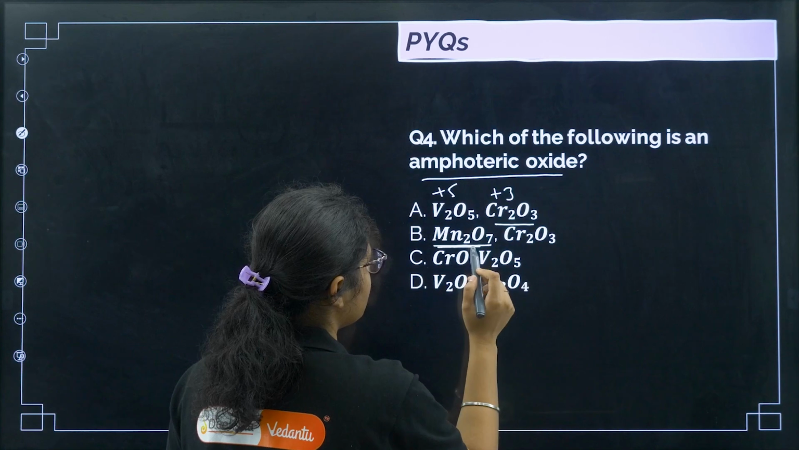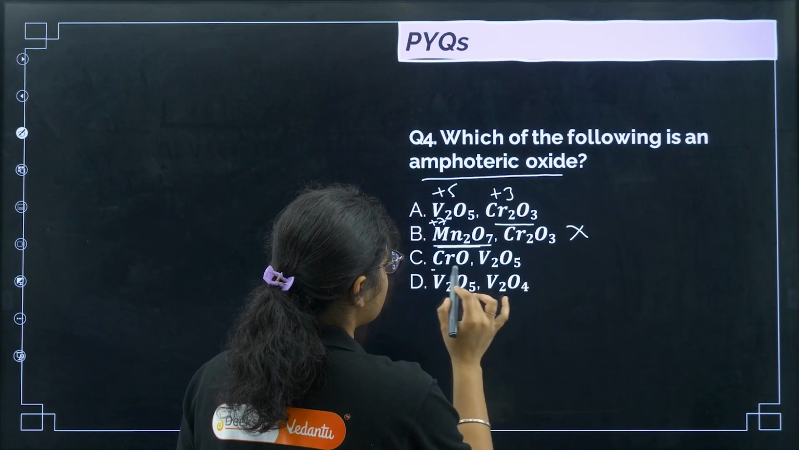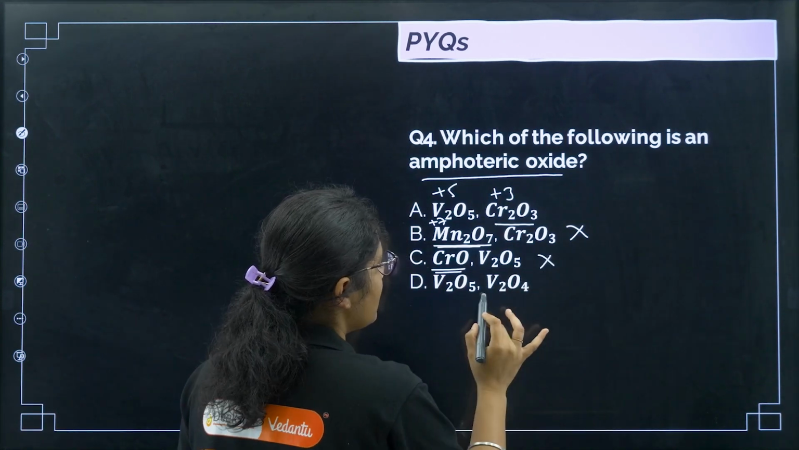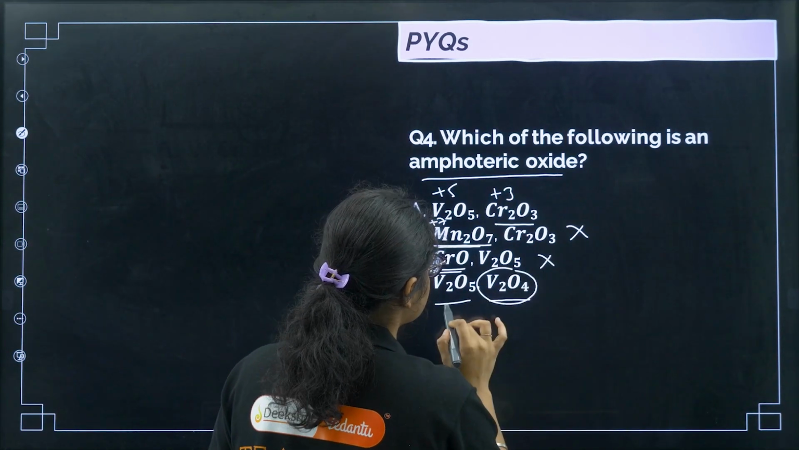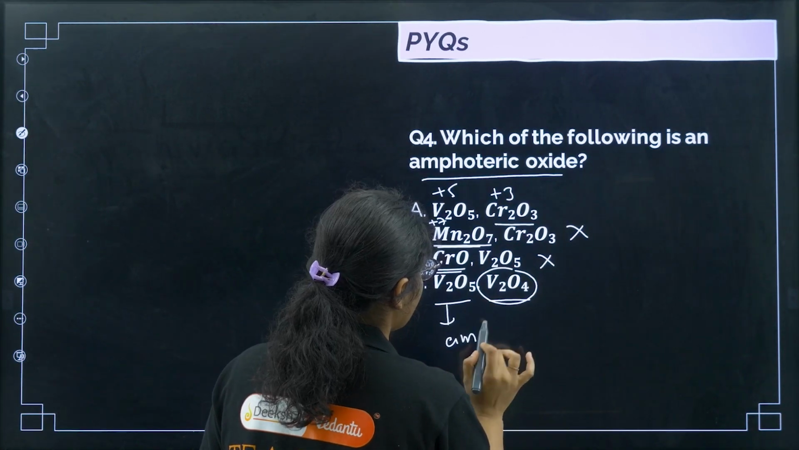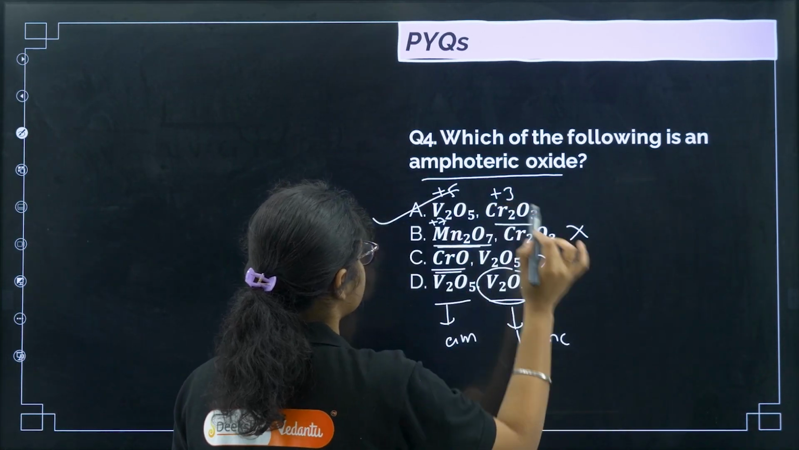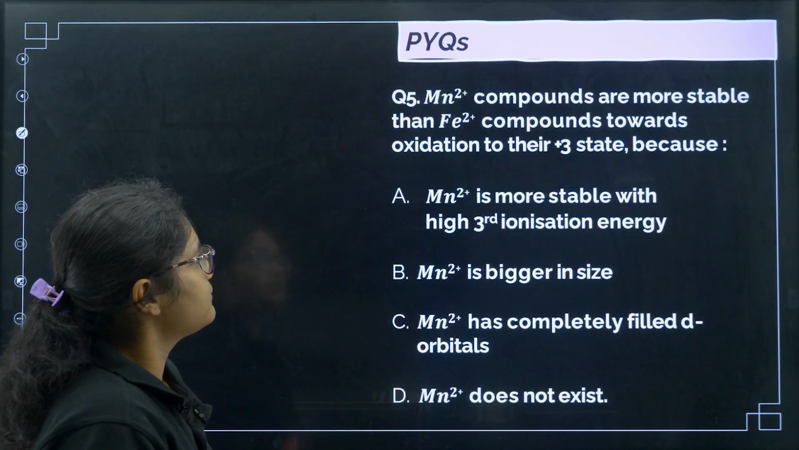Here if you see Mn2O7, this is +7, so this is acidic, we can eliminate. Here if you see CrO, this is +2, so this is basic in nature, we can eliminate. And here V2O5 and V2O4, V2O5 is considered amphoteric, but V2O4 is considered basic. So the correct answer for this question is option number A. Now question number 5.